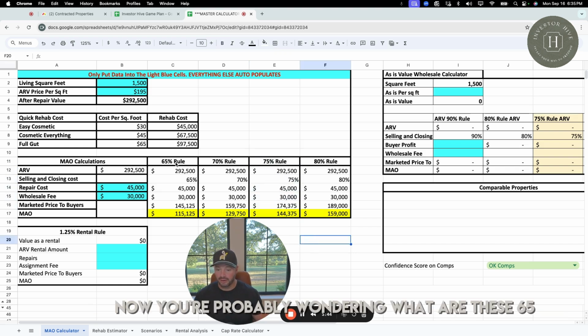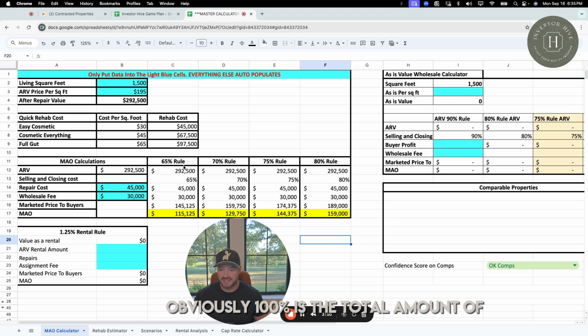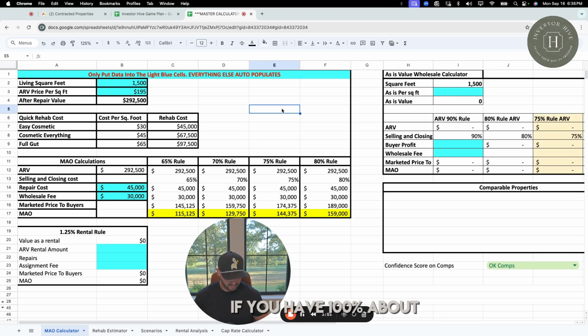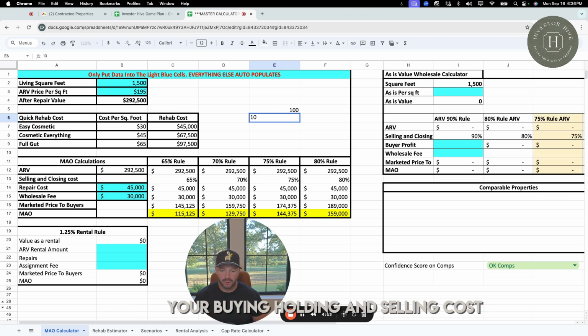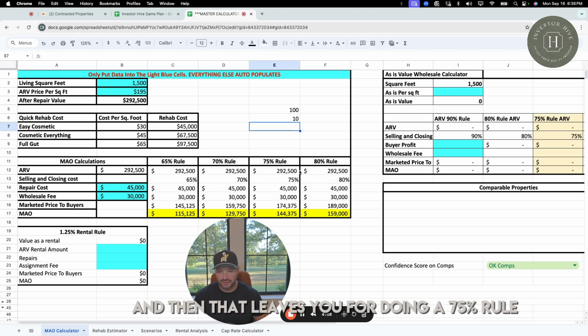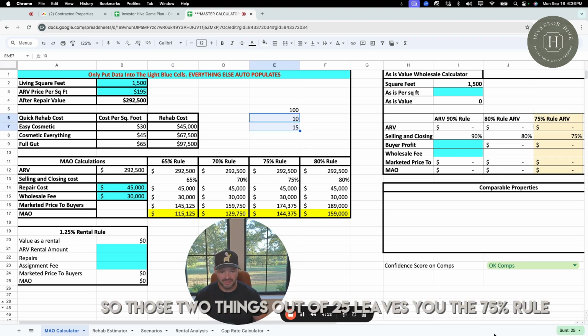Now you're probably wondering, what are these 65, 70, 75, and 80% rules? So for easy numbers, obviously 100% is the total amount. If you have 100%, about, and I say about, 10% of that is what goes to your buying, holding, and selling cost. And then that leaves you, if you're doing a 75% rule, 15% there. So those two things add up to 25, leaves you the 75% rule.